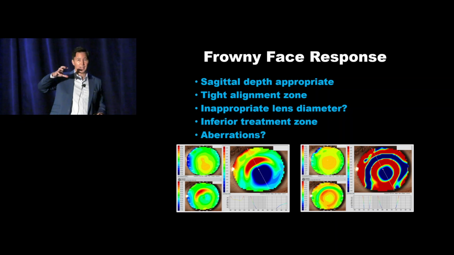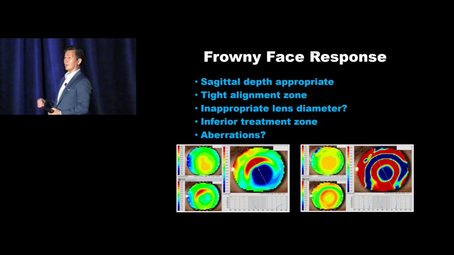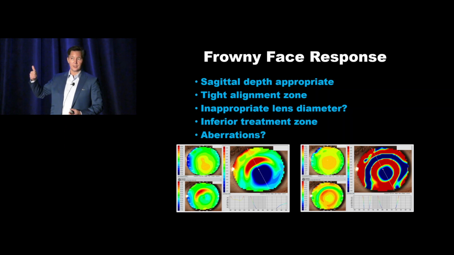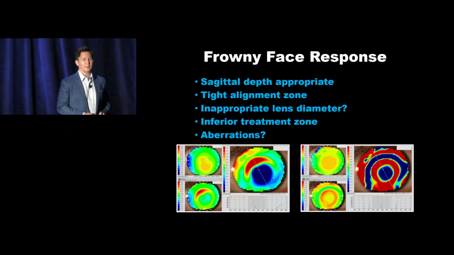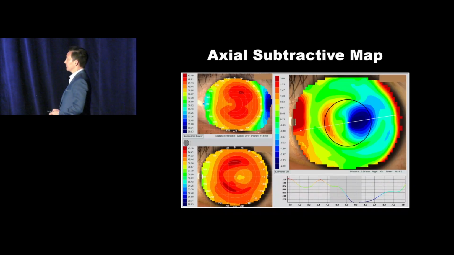The lens is tight in the periphery, it's wanting to ride low. It's just the same as normal corneal GP fitting. Loose lenses ride high typically, steep lenses ride low typically. Ortho-k is exactly the same. High riding lens is loose, low riding lens is tight.